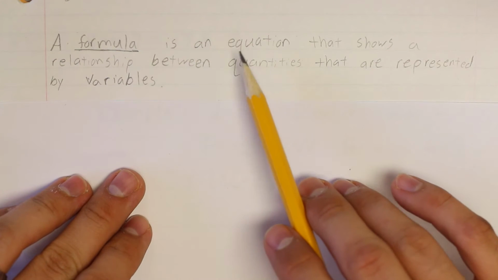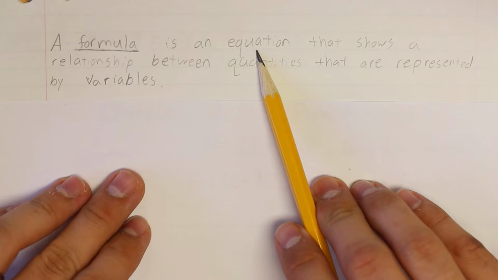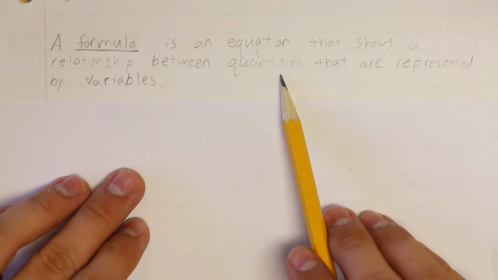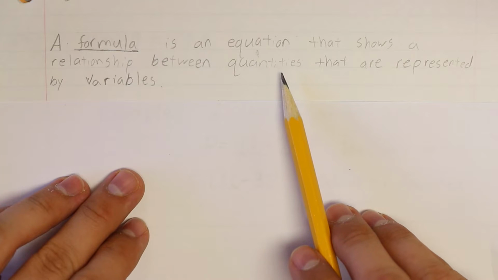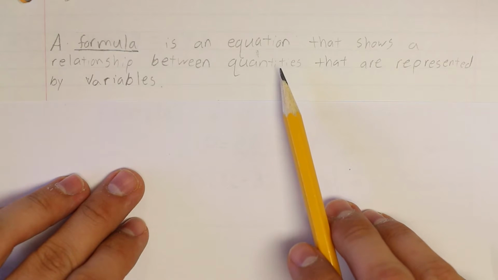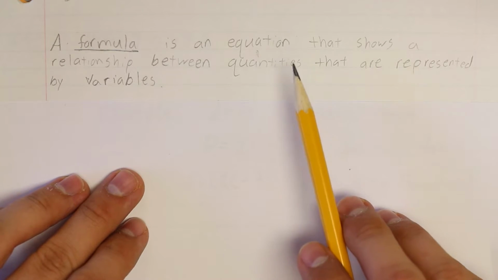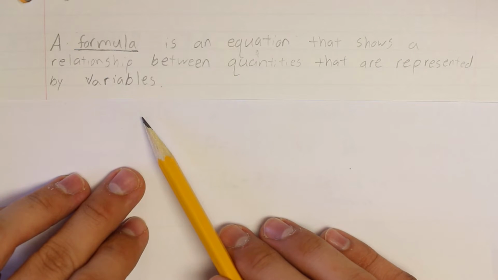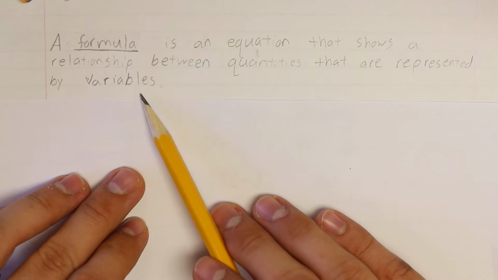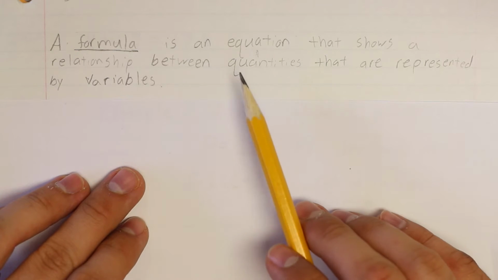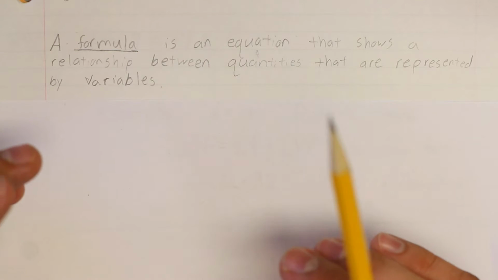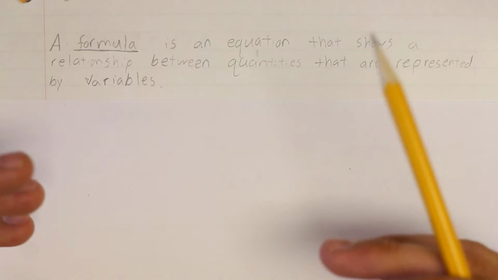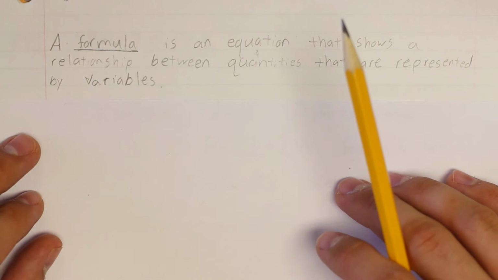A formula is an equation, which means it's going to have an equal sign that shows a relationship between quantities. Quantities mean an amount, so numbers. And these numbers, or amounts, are represented by variables, meaning we're going to have letters. So we know it's going to have an equal sign, and some variables in it, letters. All of this is supposed to help us understand how these different amounts affect each other, in the relationship.